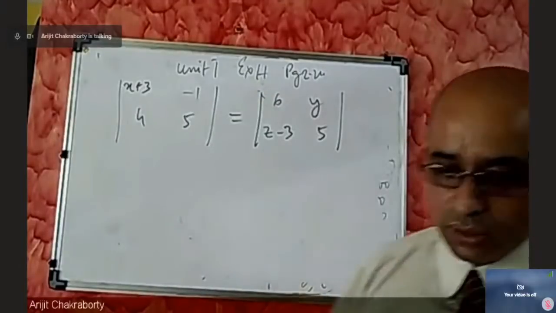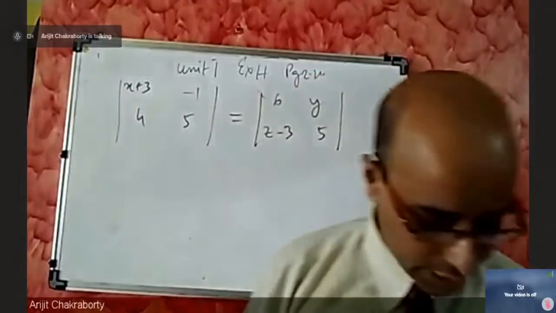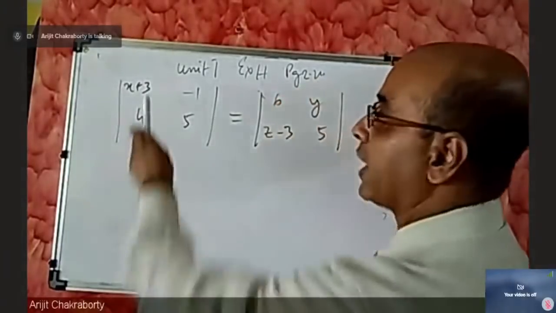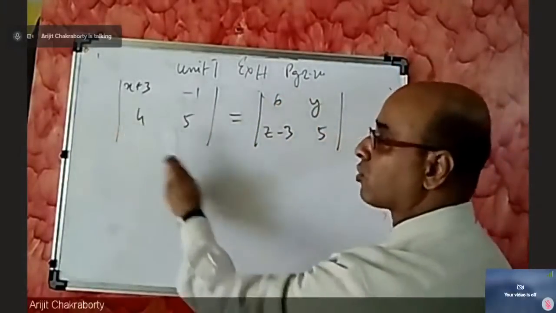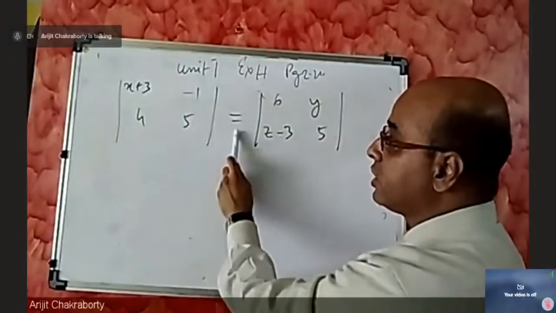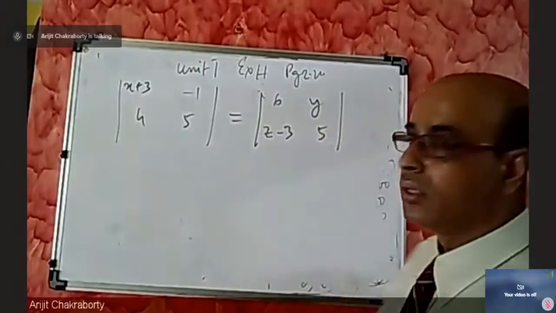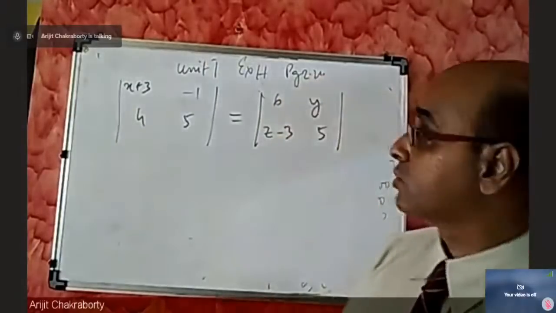We have to find the value of x, y and z. Once again, let us have a look. The matrix with entries x plus 3, minus 1, 4, 5 is equal to the matrix with entries 6, y, z minus 3 and 5. We have to find the value of x, y and z.